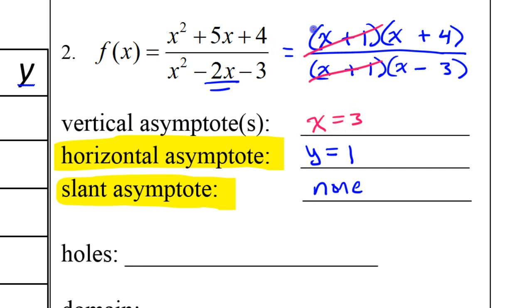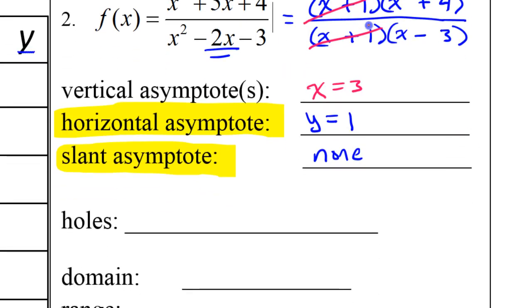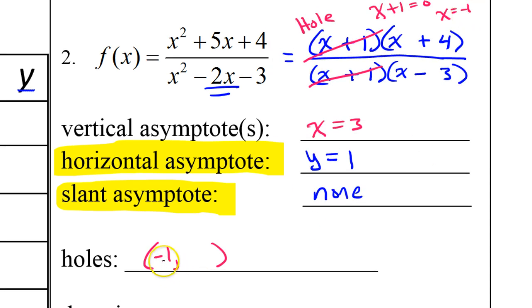The one that canceled out, this is where holes come from when you cancel something out like this. If I set that x plus 1 equal to 0, I get x equals -1. But that's not a vertical asymptote. It canceled out. It's going to be a hole. So I will take that -1 and use it as the x value of my hole. A hole is a single point, so for that reason, we're going to give it as an x and a y. So we still need to find the y value.